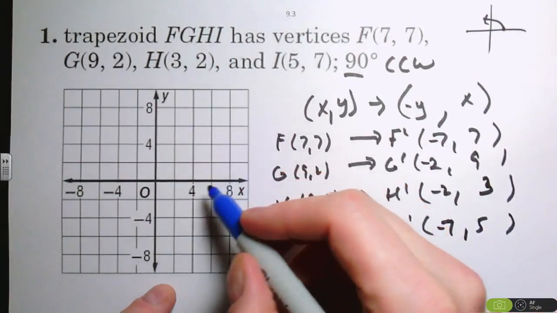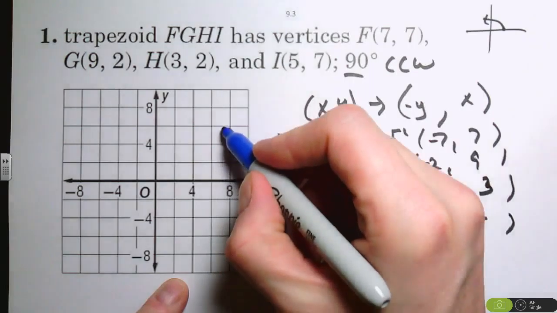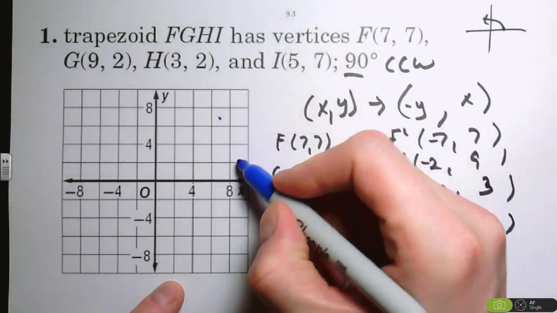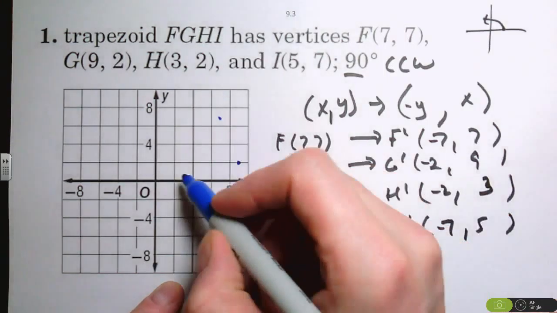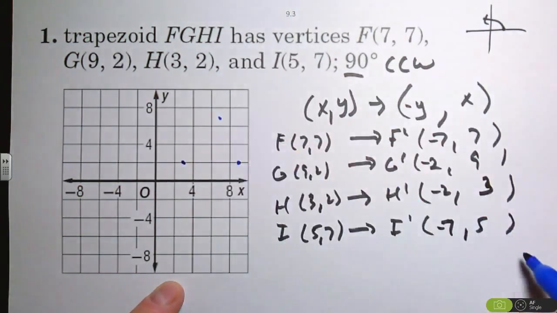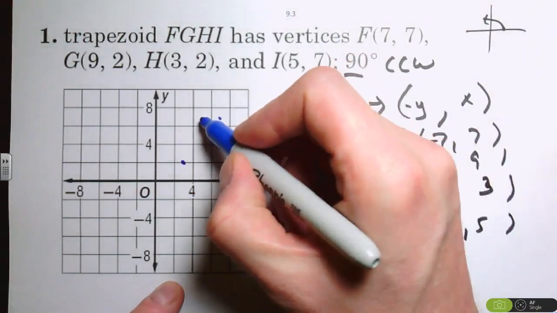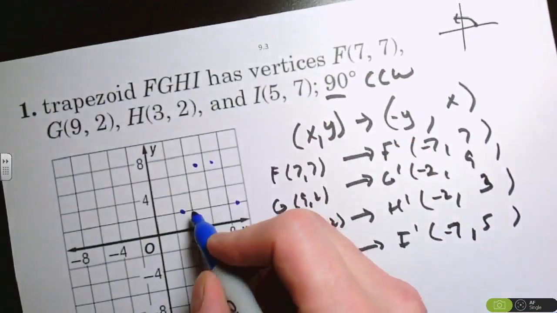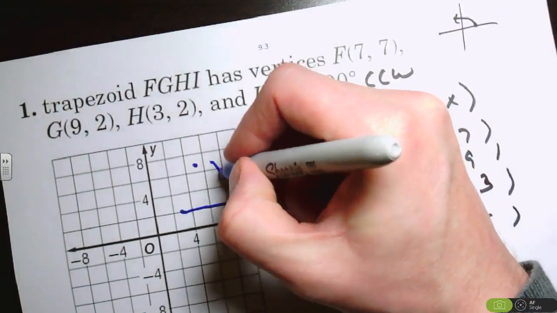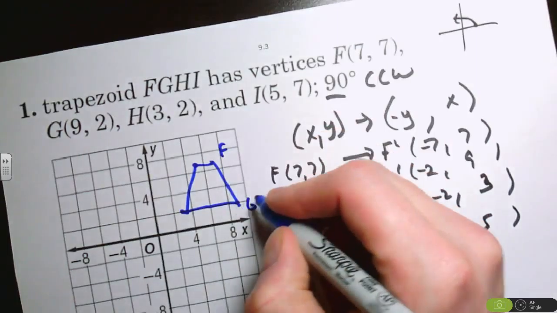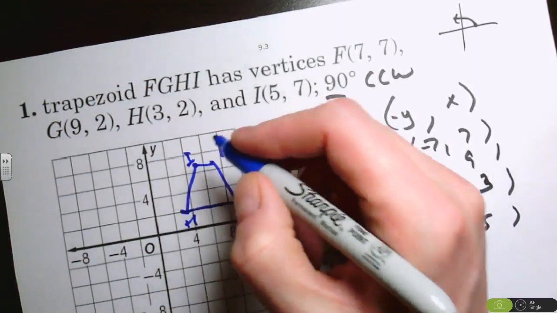So F is at 7, 7. G is at 9, 2. H is at 3, 2. And I is at 5, 7. Okay, so here is kind of roughly what we have. So F, G, H, I.